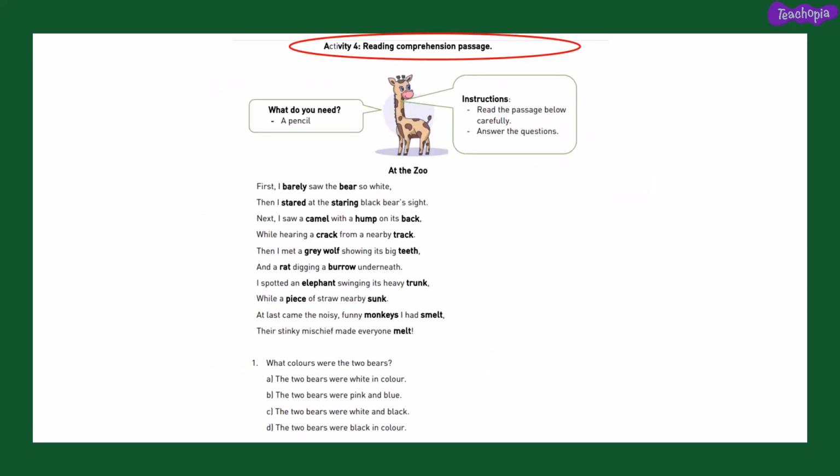Activity 4. This is a reading comprehension activity. We have a wonderful poem called At the Zoo, and learners will read the poem to answer the questions given below. The poem has wonderful pairs and examples of homophones. Learners will read it well and choose the right answers for the questions given below.